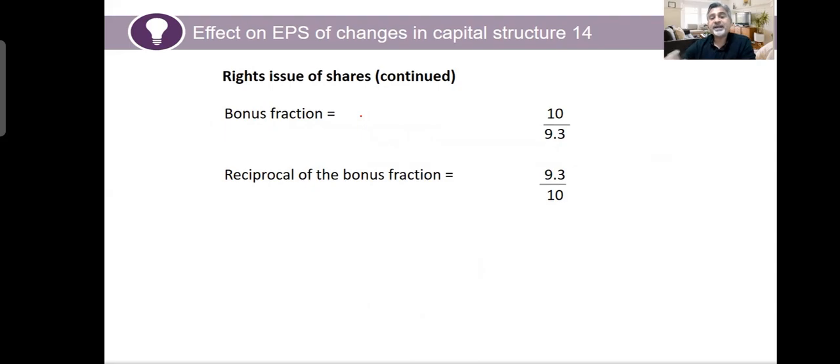TERP is rather simple, no difficult calculation. Now the rights issue bonus fraction we need to understand. We remember the word bonus fraction we used, and the reciprocal of the bonus fraction. So what is the bonus fraction? Before, the share was 10, now the share has gone down to 9.3. Why has it gone down? Because from 5, you issued it at 4, or maybe the share price was 10, you issued at 6.5.